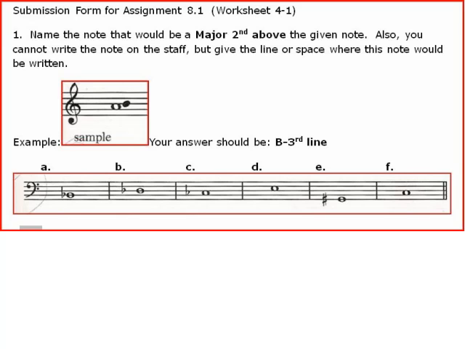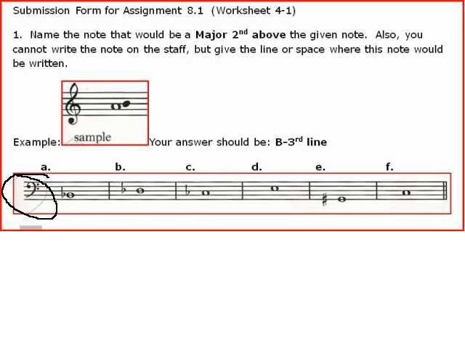It asks you to name the note that would be a major second above the given note. So what you're doing is, first of all, always checking the clef sign over here. And this happens to be in bass clef. So you're going to be naming notes in the bass clef. That will make a difference. If you start trying to name notes or build intervals in the treble clef, and the note that's asked is in the bass clef, then that's going to make a difference. So you always want to check that.